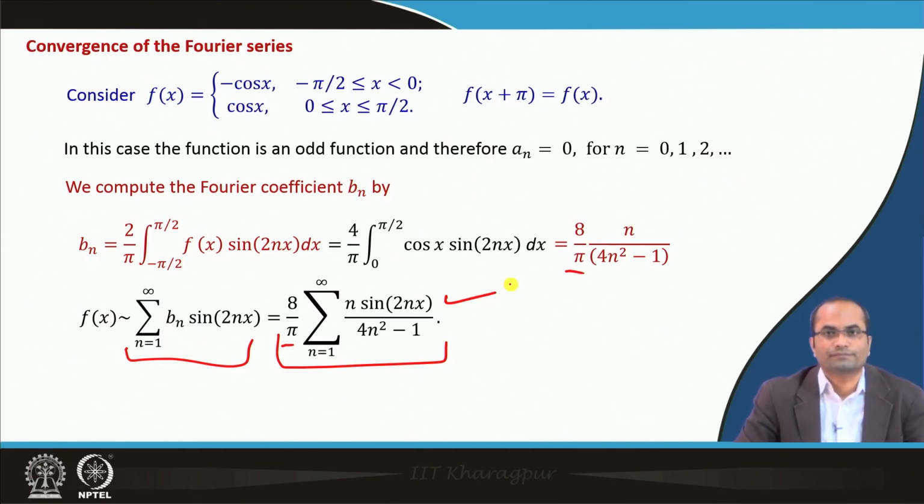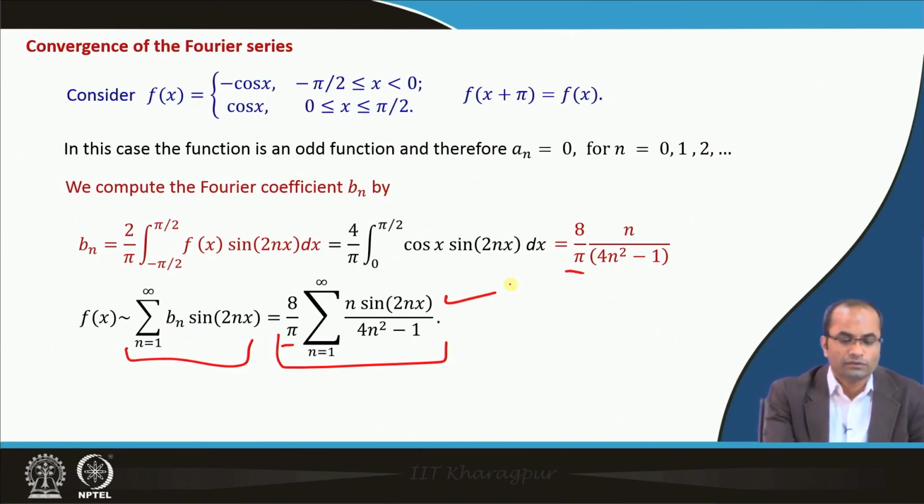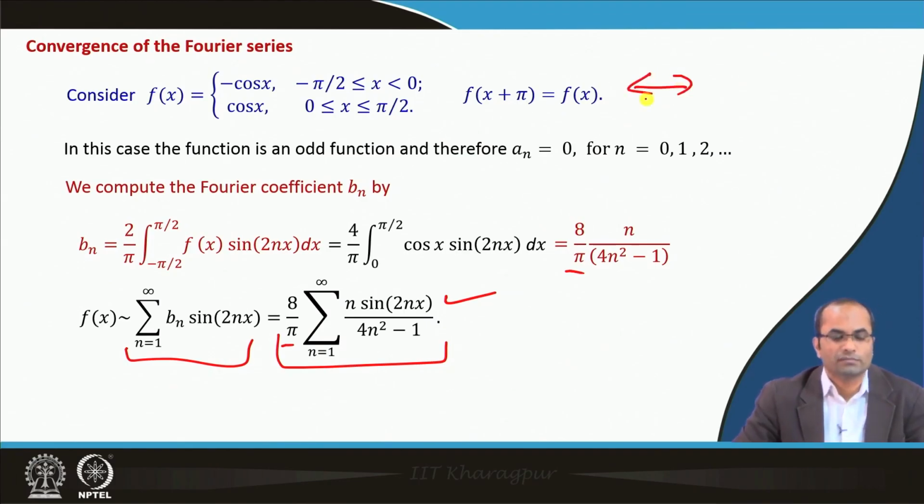So, we have this Fourier series which somehow should represent the given function f x, minus cos x in the range minus pi by 2 to 0, and cos x in the range 0 to pi by 2.